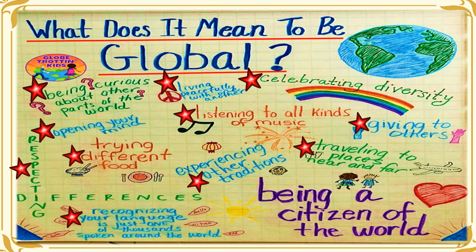and recognizing your language is just one of thousands spoken around the world. That's why you have to learn how to speak English because that is the universal language. And the last one, being a citizen of the world. So these are all the characteristics of what it means to be global.